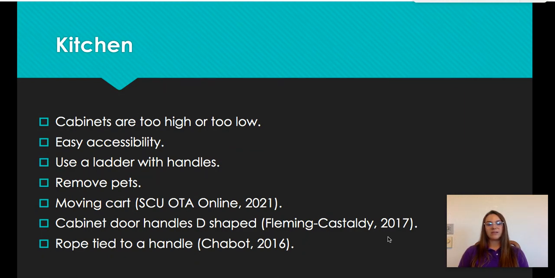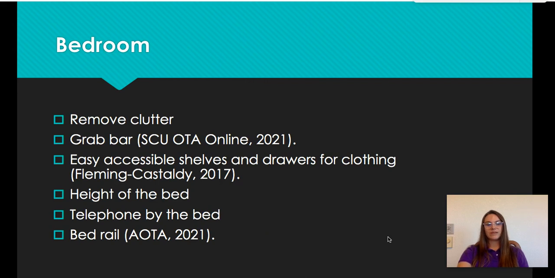Having cabinet door handles with a D shape can make it easier for you to open. And another option is having a rope tied to the handle. That will also make it easier to open. For the bedrooms, we want to make sure there's no clutter.